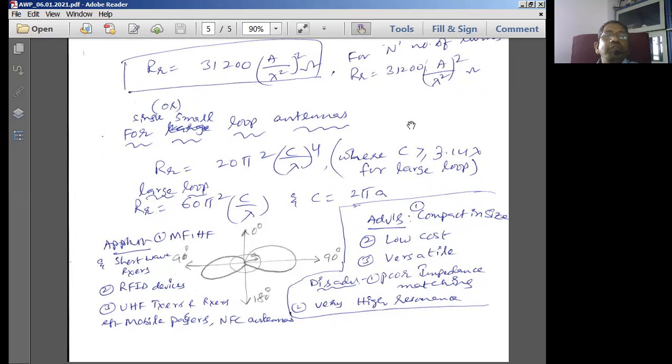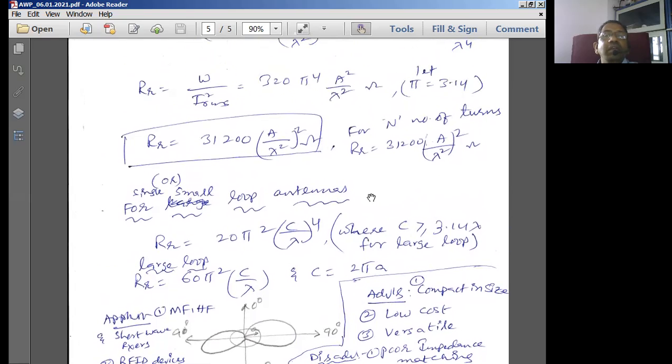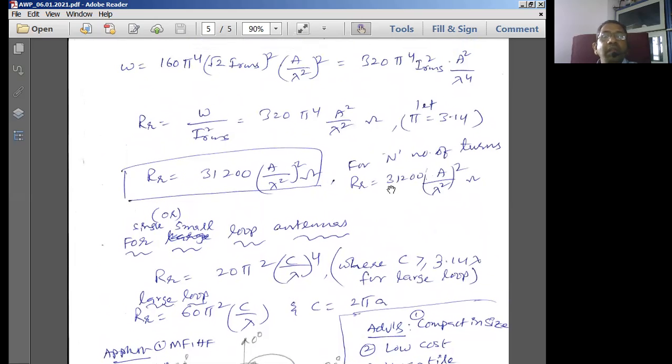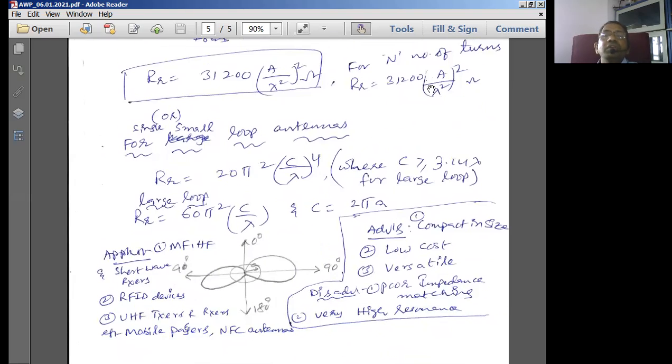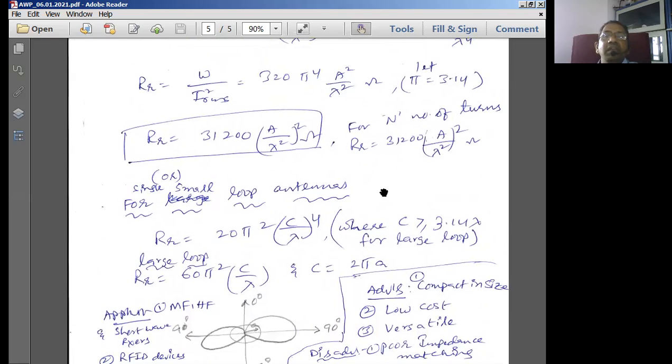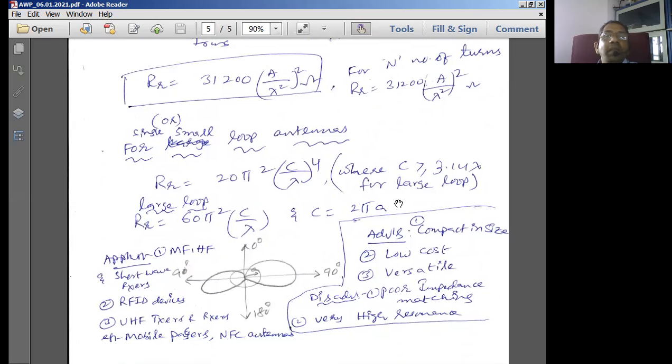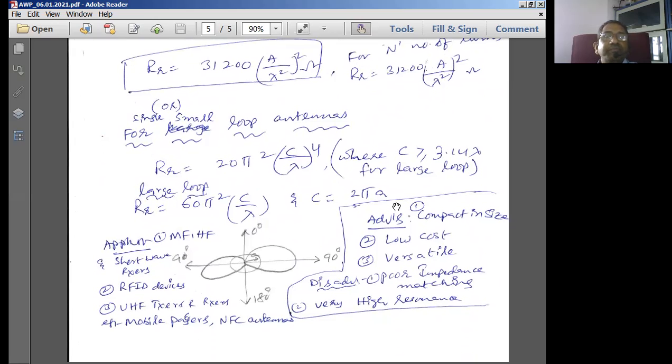If it is for a single loop antenna, then we have A. If it is for more than one loop, then we normally replace this A by NA. So this NA is for n number of turns of the antenna. Please replace this A by NA here, so that we can represent n times A, which resembles the n number of turns of the antenna.